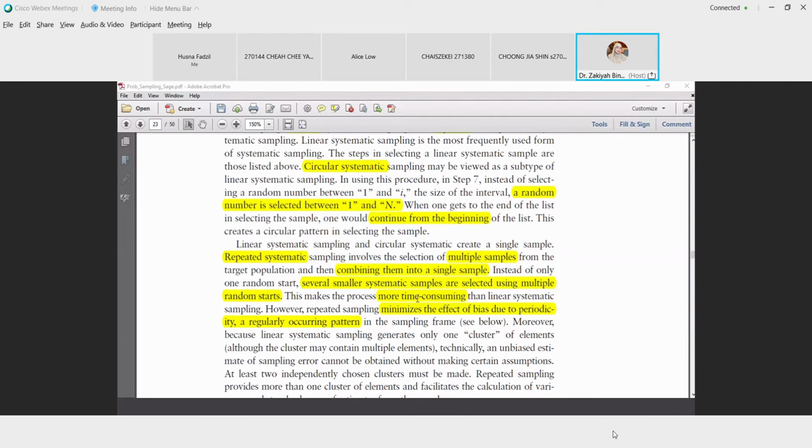As we would know already, this will be more time consuming, but it helps to minimize the effect of bias due to periodicity, which is a pattern that occurs regularly in the sampling frame. Right so far?